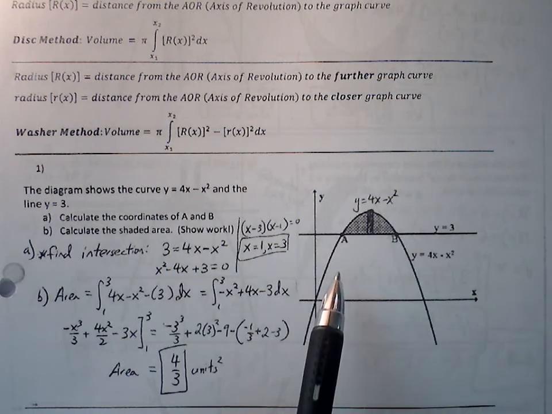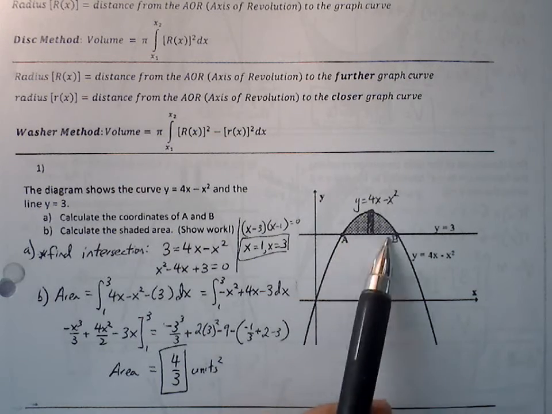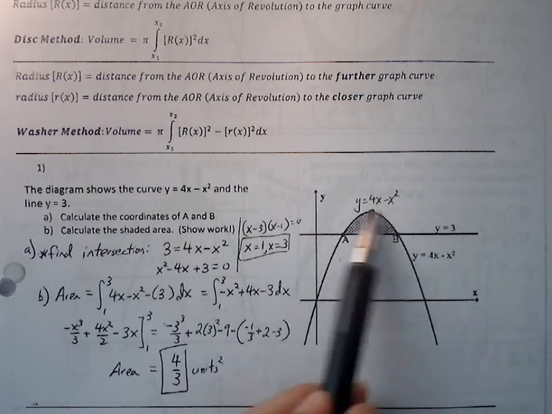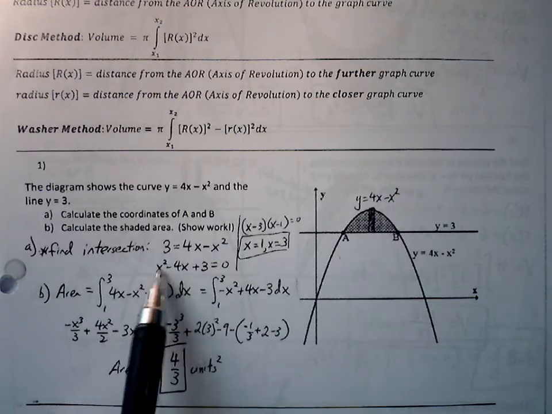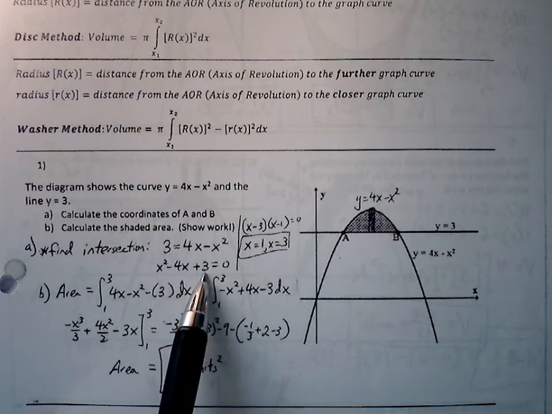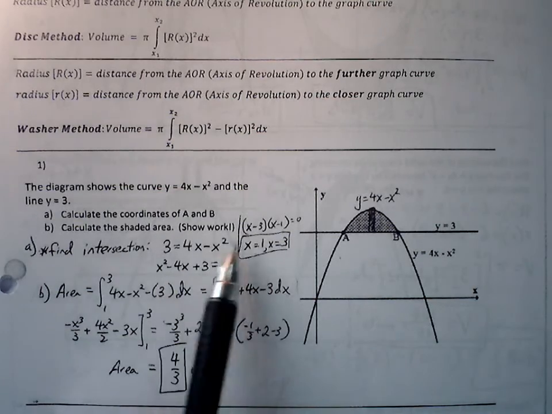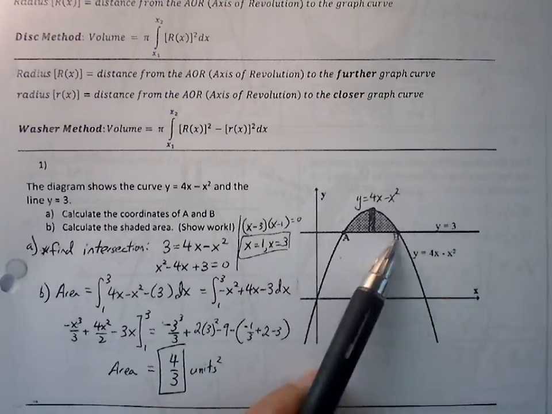So we want to find the area, but first we need to find the bounds. The way we can find those intersecting bounds is to set the equation of the line equal to the curve. So 3 is equal to 4x minus x squared. We bring everything over to one side. We can factor this. It multiplies to be 3, adds to be negative 4. That's going to be negative 3 and negative 1. So we have 1 and 3. Those are our A and B values.